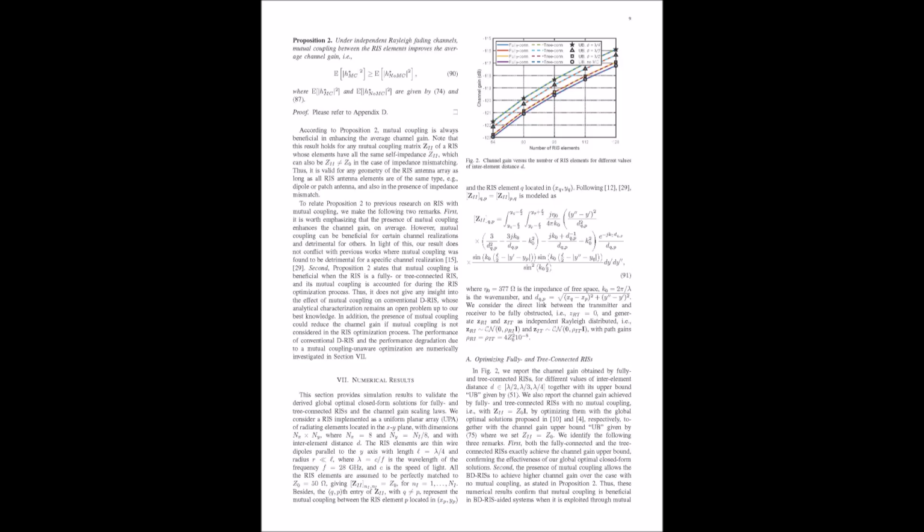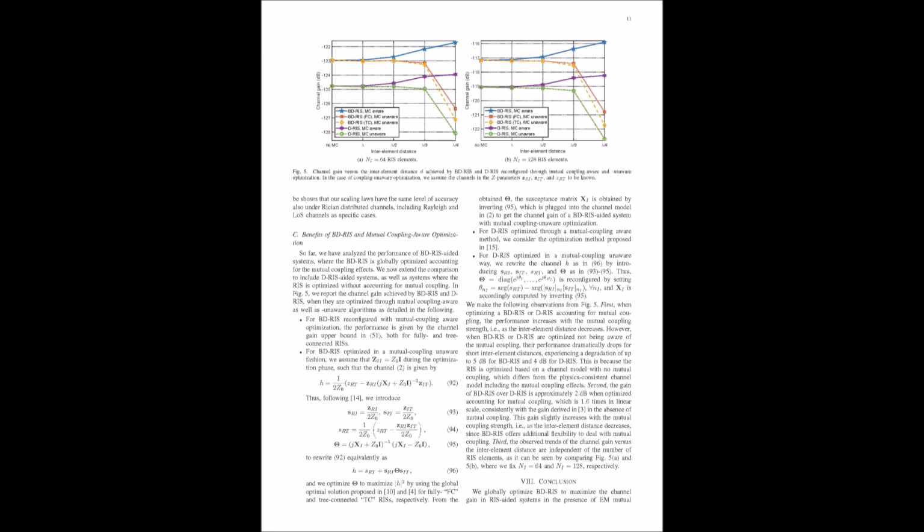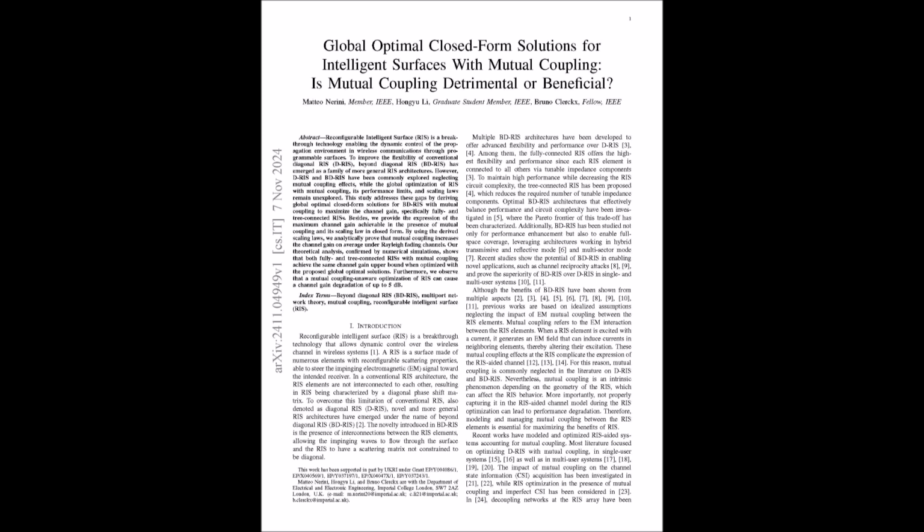What else? The second big takeaway is the importance of mutual coupling-aware optimization. We can't just ignore those interactions between elements. Because if we do, we're leaving performance on the table, right? Exactly. Those simulations showed us that pretty clearly. If you want to get the most out of BD-RIS, you have to design and optimize with mutual coupling in mind. So embrace the coupling, don't fight it. Right. And that means developing new algorithms and techniques that can handle that complexity. Okay, so two big points: tree-connected architectures and mutual coupling-aware design. What else should we be thinking about as we move forward with this technology?